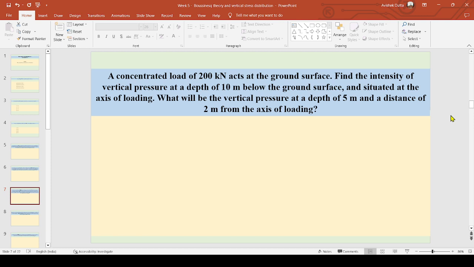A concentrated load of 200 kilonewton acts at the ground surface. Find the intensity of vertical pressure at depth of 10 meters below the ground surface and situated at the axis of loading. What will be the vertical pressure at a depth of 5 meters and a distance of 2 meters from the axis of loading? Next question.